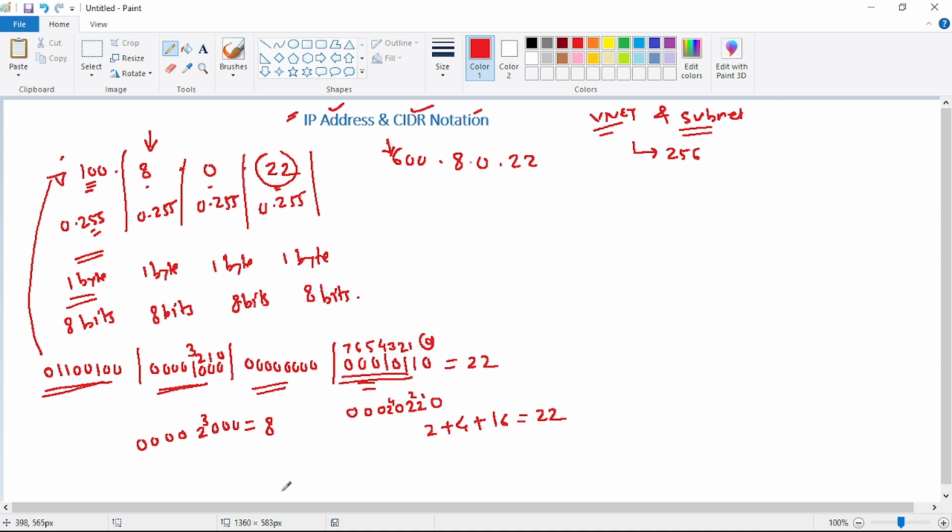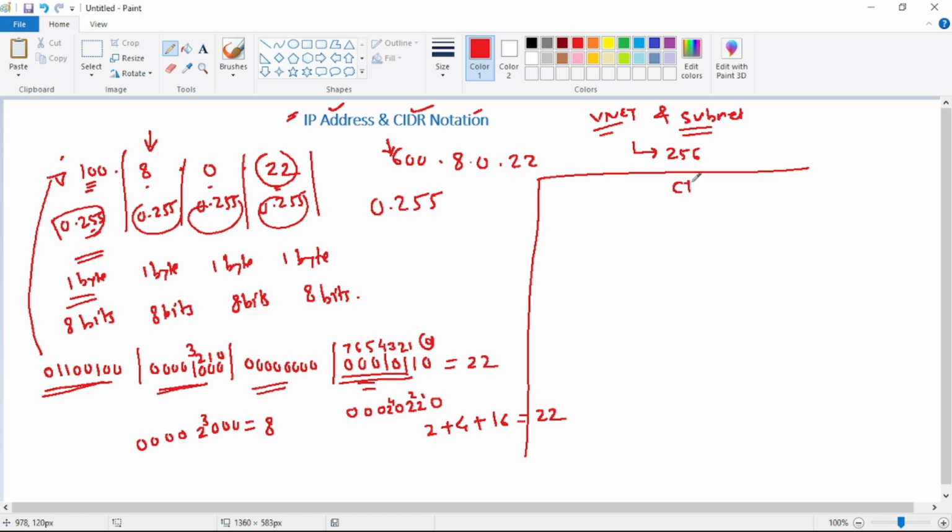Okay, so that is IP address, guys. And again each of these numbers can be from 0 to 255 only. Okay, and now let's try to understand what is this CIDR notation or CIDR.